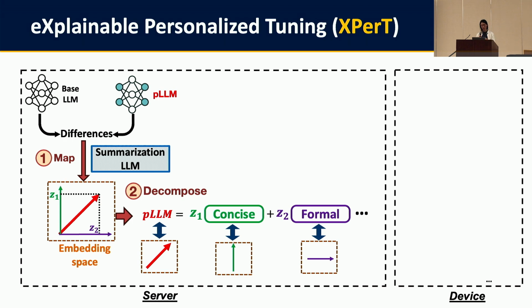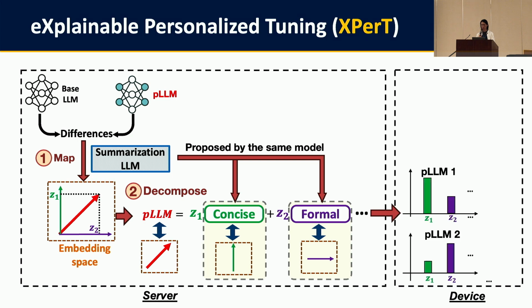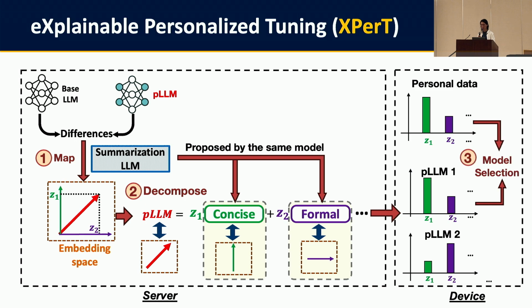In this figure, each subvector comes along with a natural language description, and the coefficient in this decomposition serves as the numerical metric for the explanation. This set of subvectors is also proposed by the same summarization model. Finally, the user device can download the explanation locally and compare it with that of the personal data to find the most similar one. In the following slides, I will explain some technical details of these three main steps in Expert.